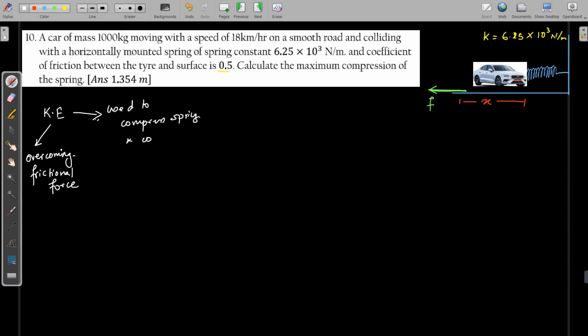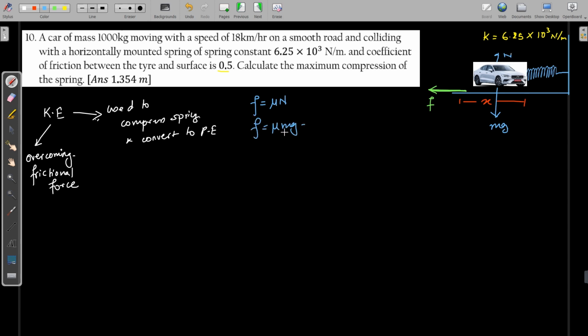and convert to potential energy. So when this car is compressing the spring, a part of the kinetic energy is being transferred to potential energy stored in the spring, as well as some amount of energy is used to overcome the friction. Now, what is the value of friction? Friction should be equal to how much? Mu N. So if this is mg, this is N.